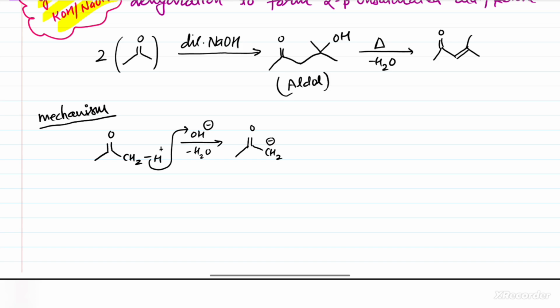Now this CH2 minus attacks another starting compound that we have. We started with acetone, so the other compound is another molecule of ketone. This negatively charged carbon attacks this carbon, and this bond shifts in this way. So the structure that we have now is this one, and this is the product.